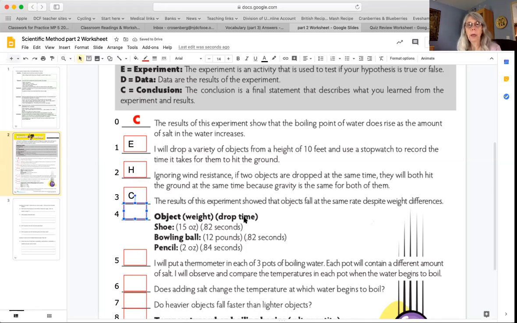Object, weight, and drop time. Shoe, bowling ball, pencil: 15 ounces, 12 pounds, 2 ounces. The shoe fell in 0.82 seconds. So did the bowling ball. The pencil took 0.84 seconds. All right, these are numbers that we can measure and compare. This is a report of our data. All right, this would look better as a table than this, but it fits on the worksheet better this way.